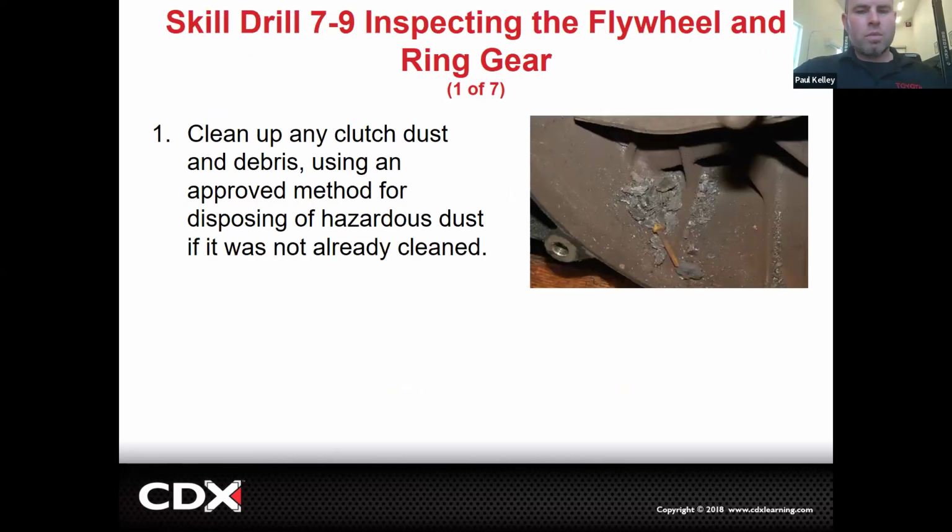When we're doing the work though, you see this clutch material, we're going to clean that up. This is not exactly an ASE concept, but how do you want to clean that up?